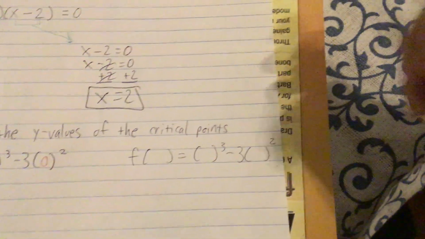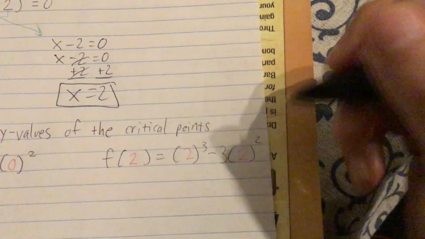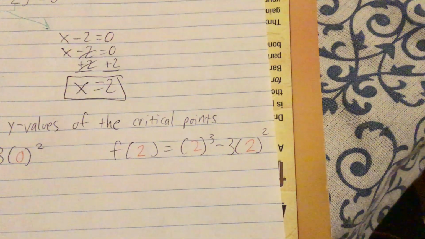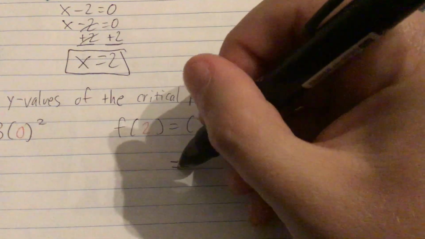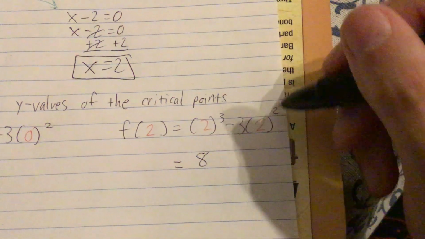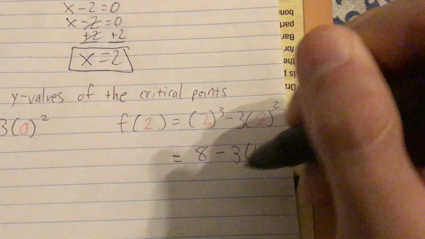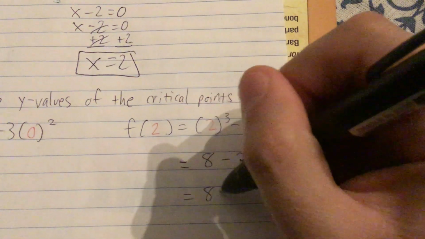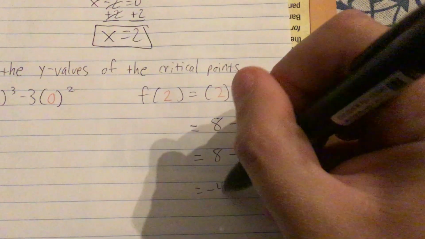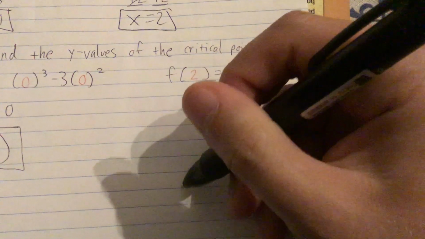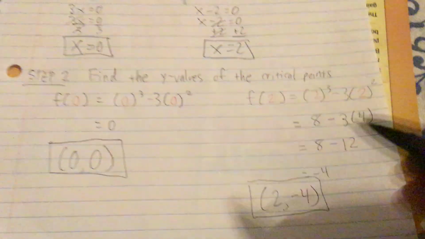Okay. And now let's figure out f of 2. Well, that means I'm going to plug in x equals 2 into x cubed minus 3x squared. Okay, so 2 cubed is 8. We have to do 2 squared first, so that's minus 3 times 2 squared, that's 4. So that'd be 8 minus 12, or negative 4. So therefore, my critical points occur at 2, negative 4, and 0, 0.